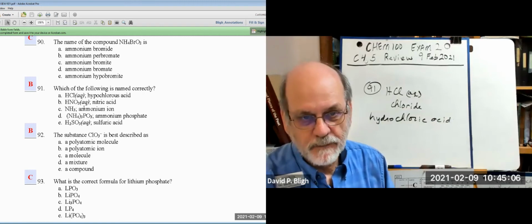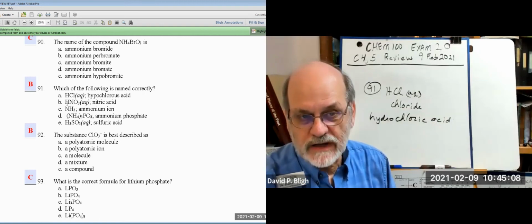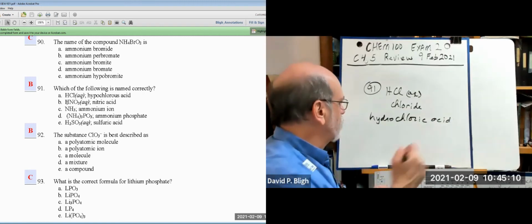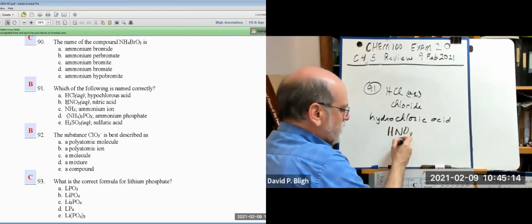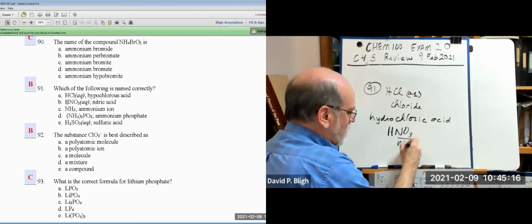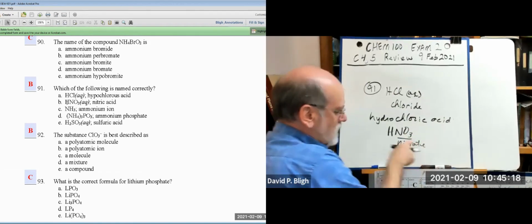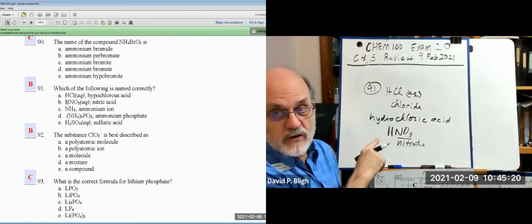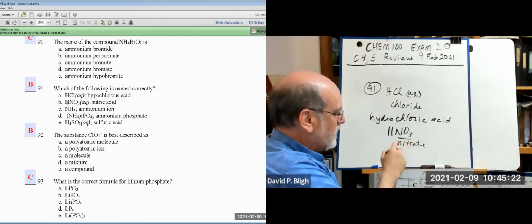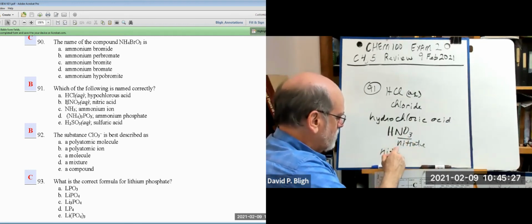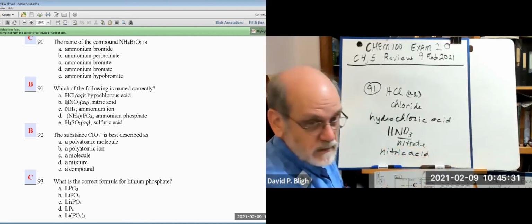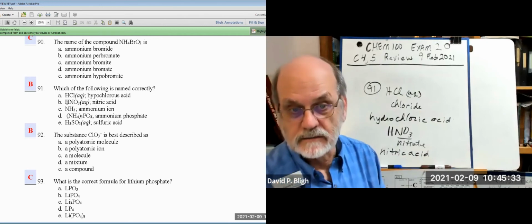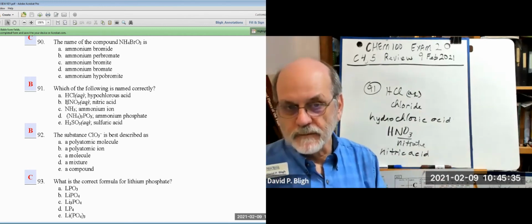Right? So that one's false. Can't be. How about this one? HNO3. This is the nitrate ion. We have an oxygen, so there's no hydro. So ates become ic, nitric acid. That one's correct. So we're done. That's the answer.